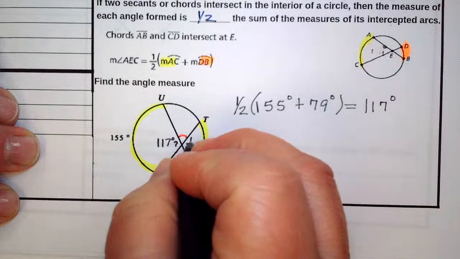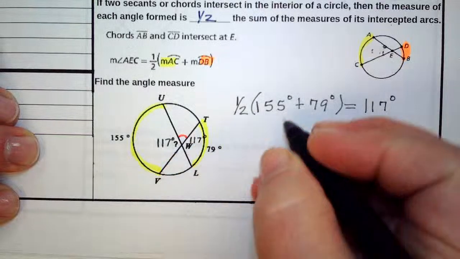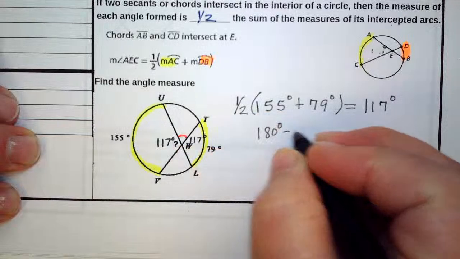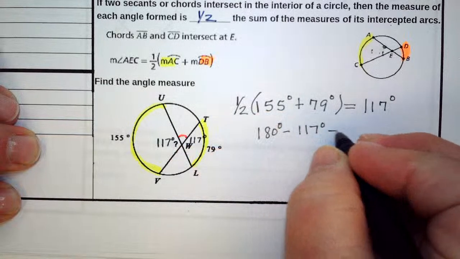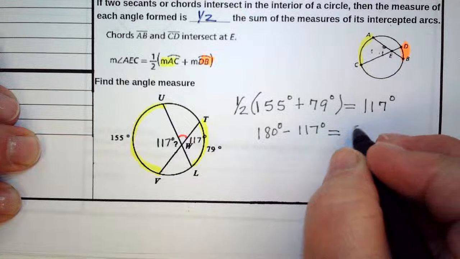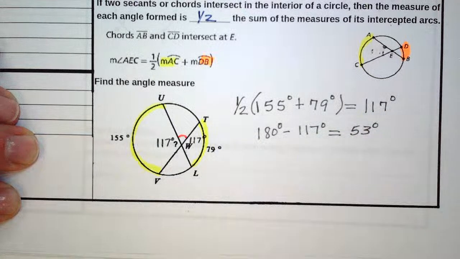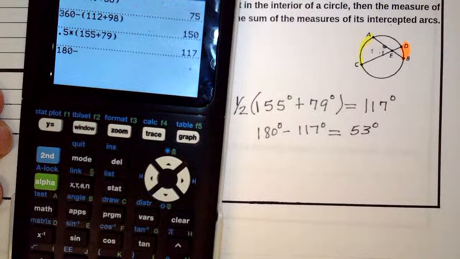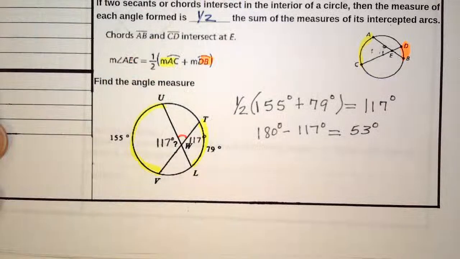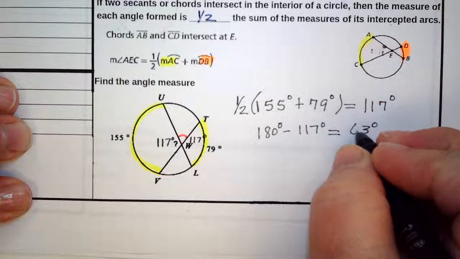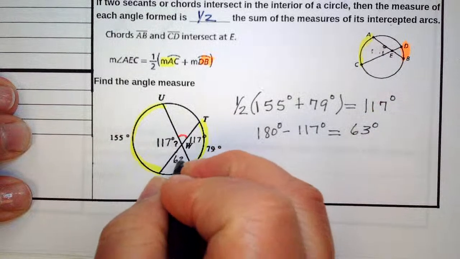If this one's 117, this one's 117, they are vertical angles. 180 degrees, I've got that straight line, minus 117 degrees is equal to 63 degrees. Now, always check your math if you're doing it in your head. It should have been 63 degrees. It's a good thing I checked. So these two will be 63 degrees.